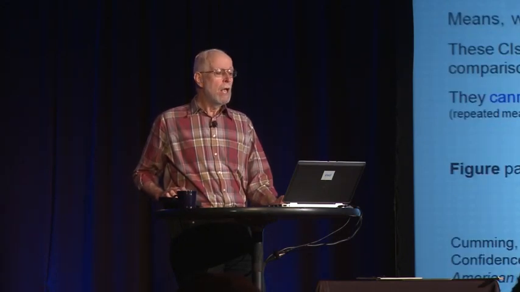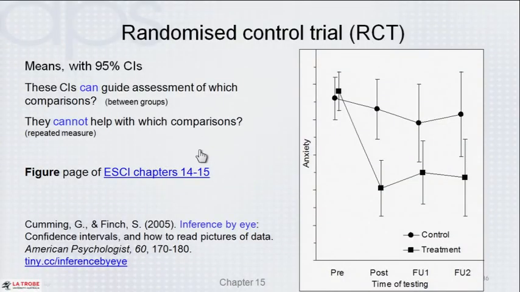Okay, let's consider a sort of more grown-up, more complicated, more realistic sort of situation, say an RCT, where I've got 2 groups, a control and a treatment group, tested 4 times: pre, post, follow-up and follow-up. So I've got means at each of these 8 points with 95% confidence intervals.